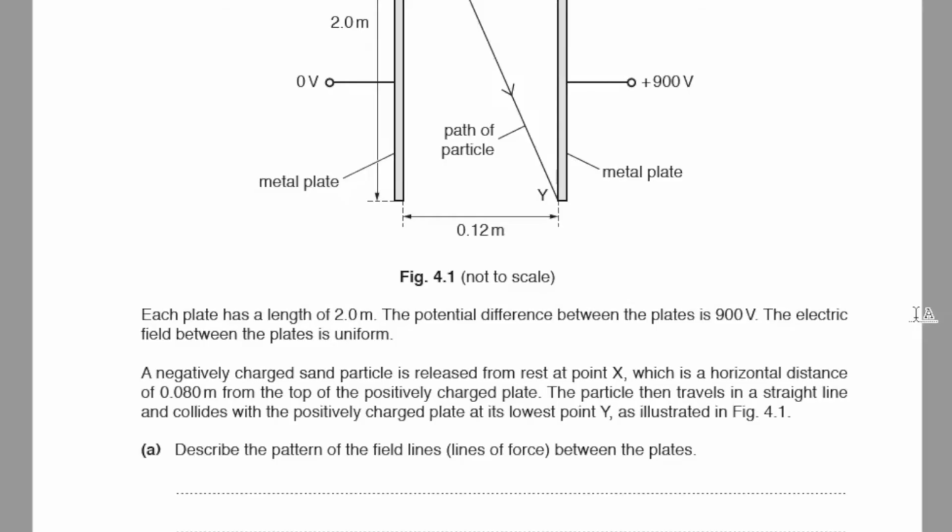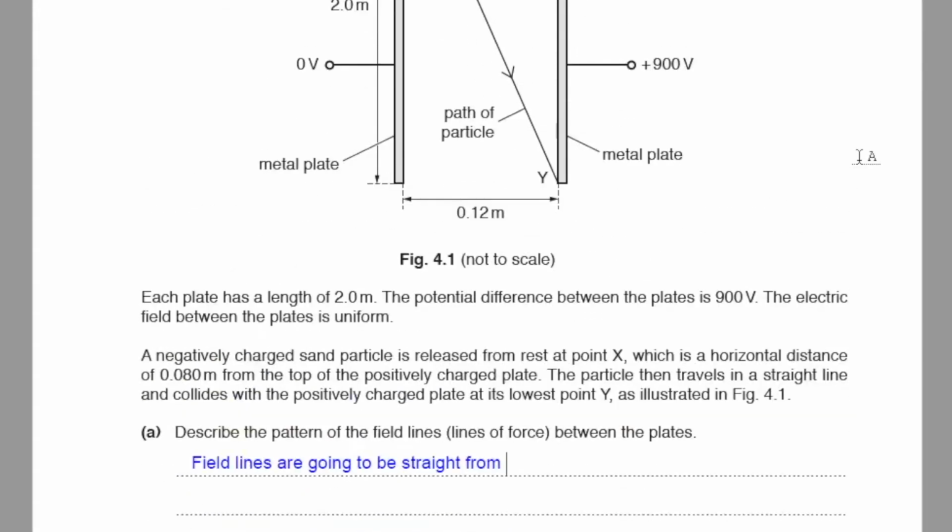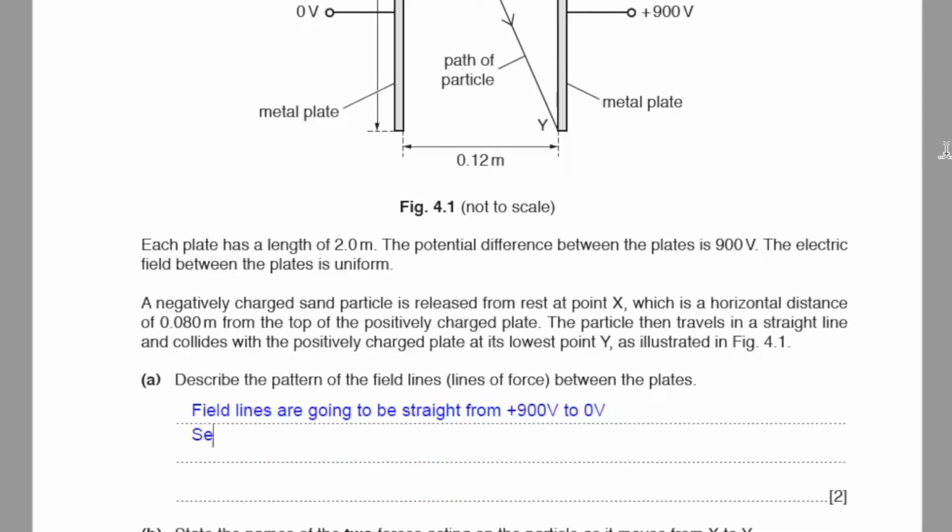Part A, describe the pattern of the field lines of force between the plates. So 2 marks, 2 points. The first point is that field lines are going to be straight from the more positive plate, which is plus 900 volts, to the less positive plate, which is 0 volts. Second point is that the separation of field lines is equal, since it's mentioned that the electric field strength at all points is uniform.